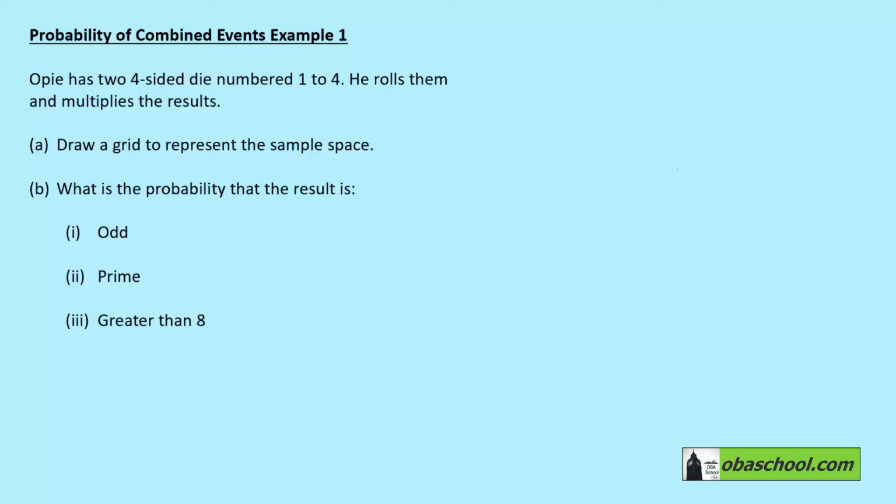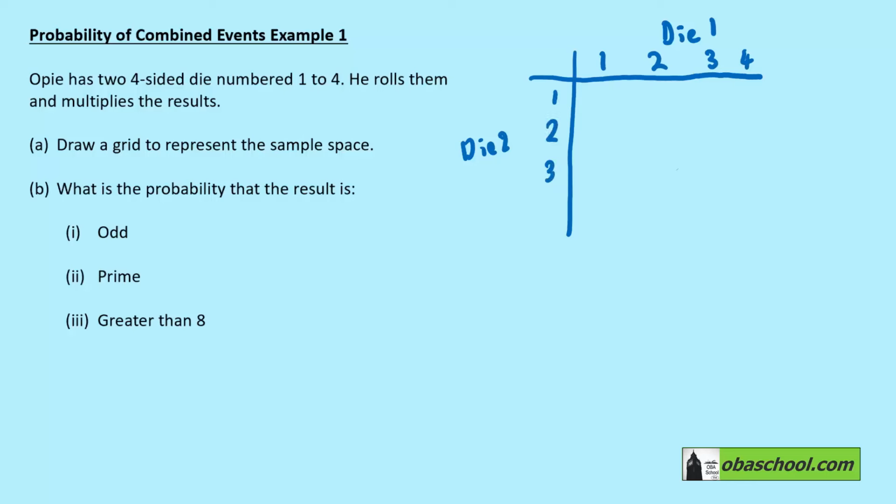Obi has two four-sided dice numbered 1 to 4. He rolls them and multiplies the results. Draw a grid to represent the sample space. So we can put one of the dice, let's call it number 1, up there, and the other one here. They're both numbered 1 to 4. We're going to multiply the results.